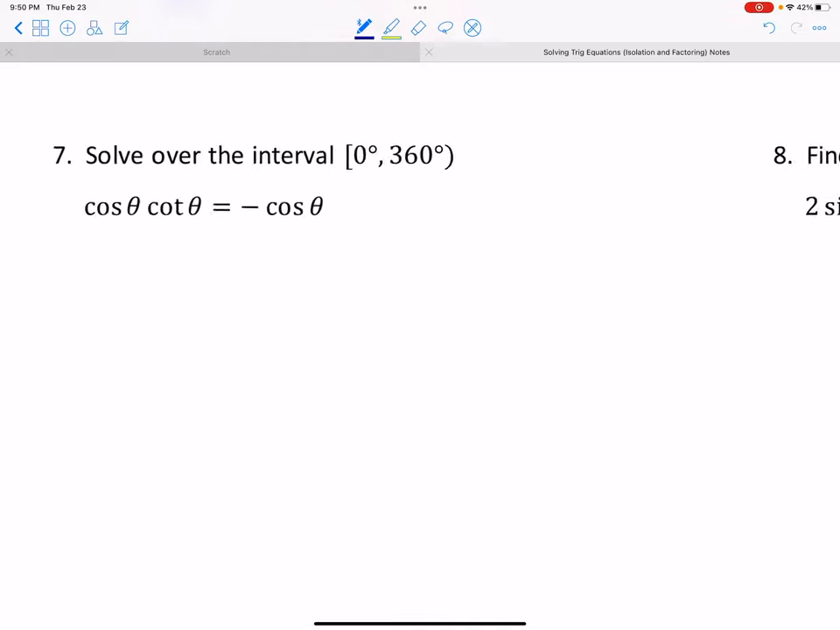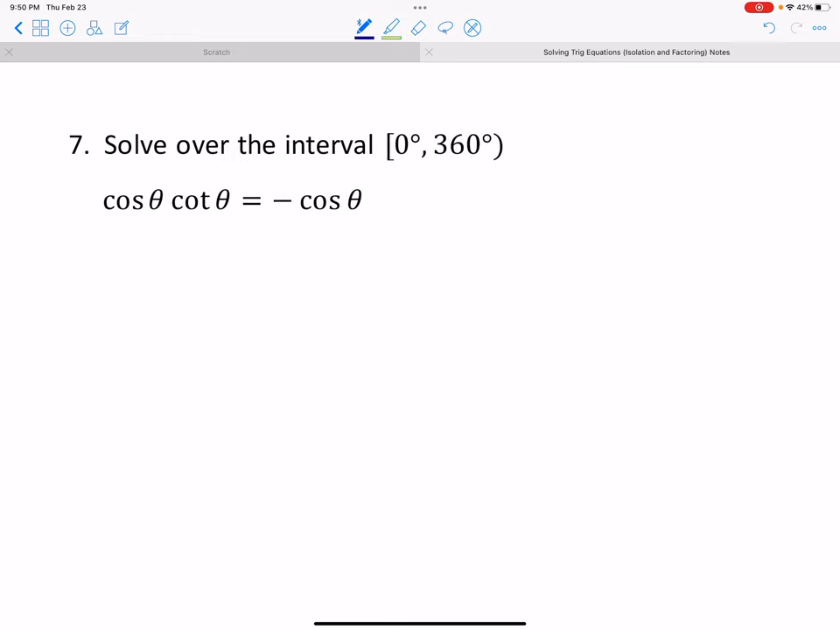Alright, so let's look at number 7. I can't do any isolation. I have multiple terms with trig functions, and I have 2 different trig functions in this equation. But I'm going to try the same thing. I'm going to leave my cosine theta and cotangent theta here, add over the cosine theta from the other side, and make this equal to 0. Because these 2 terms have something in common: a cosine. And if I factor out that common cosine, I'm left with a cotangent of theta plus 1.